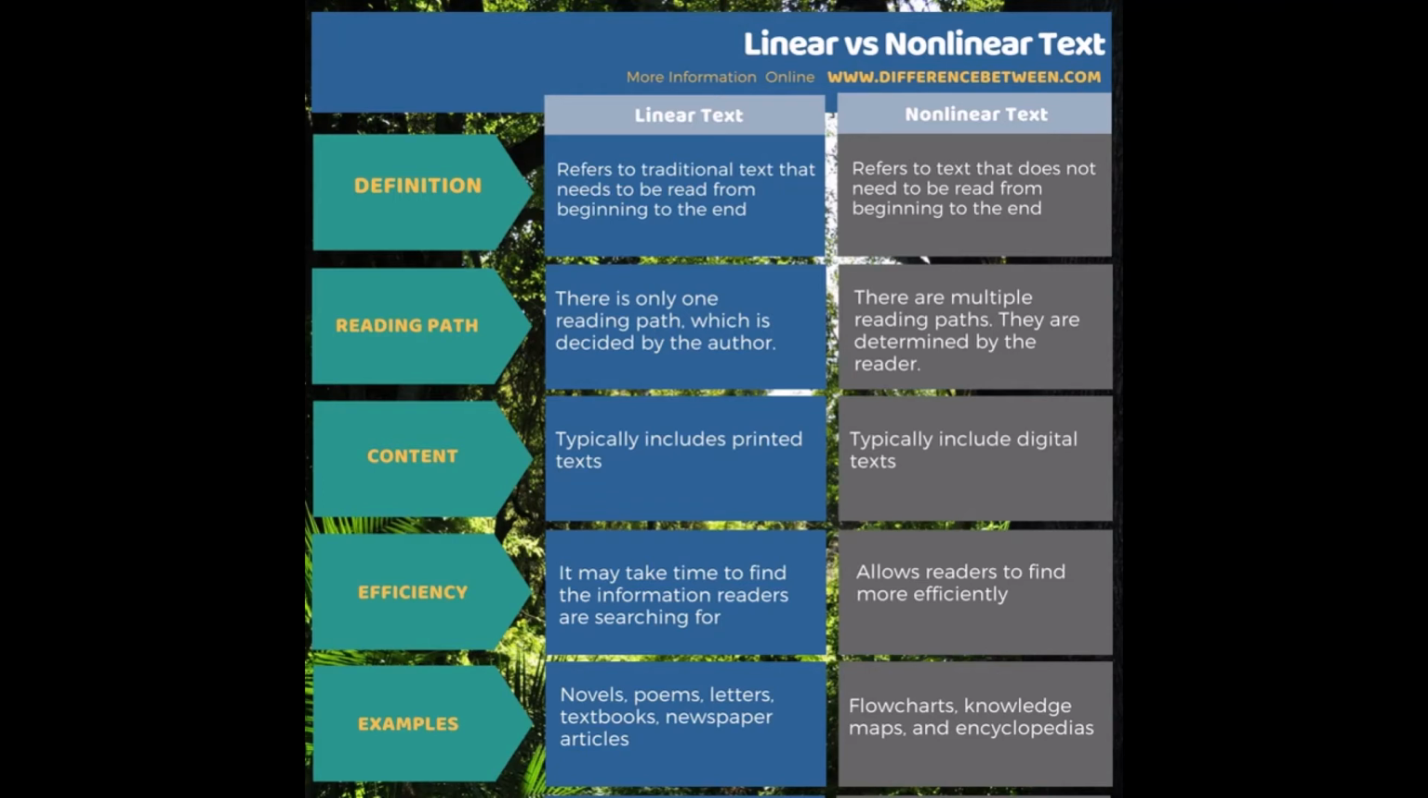It would be easy for the reader to get the information by just looking at the images, the graphs, the data. And lastly, examples. Linear texts are novels, poems, letters, textbooks, newspaper articles. While nonlinear texts are flowcharts, knowledge maps, and encyclopedias.